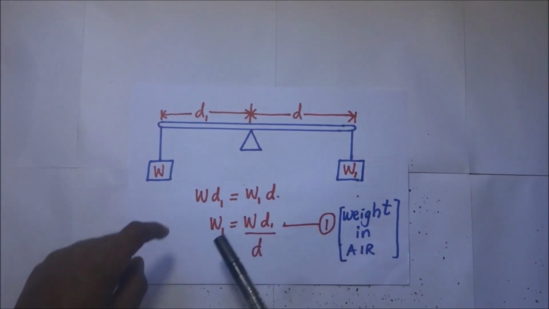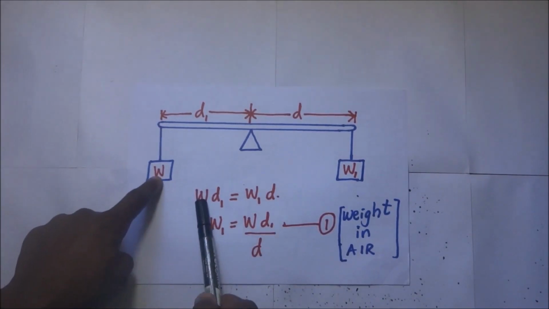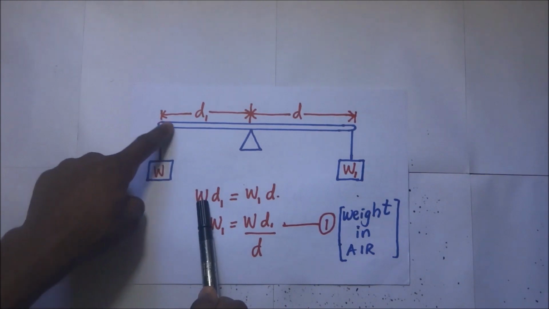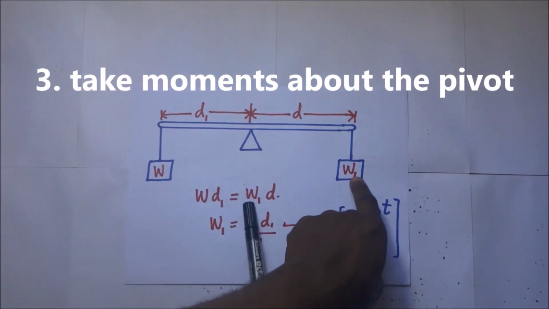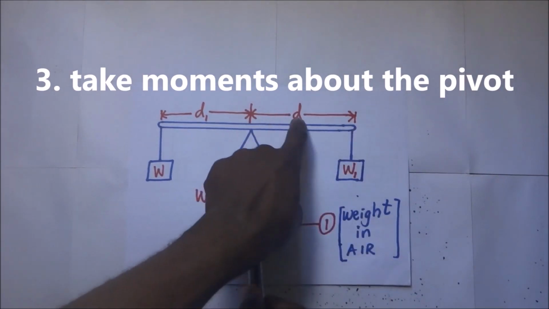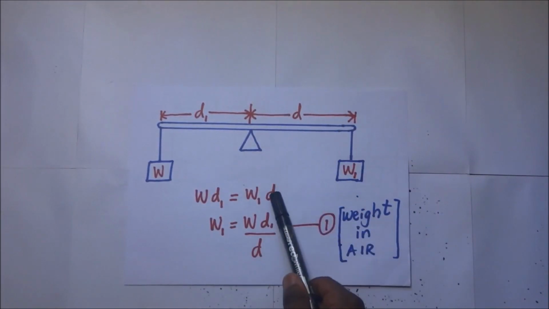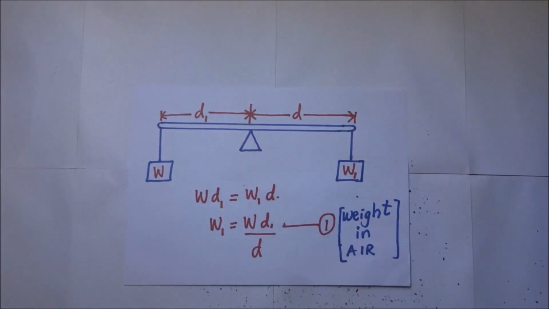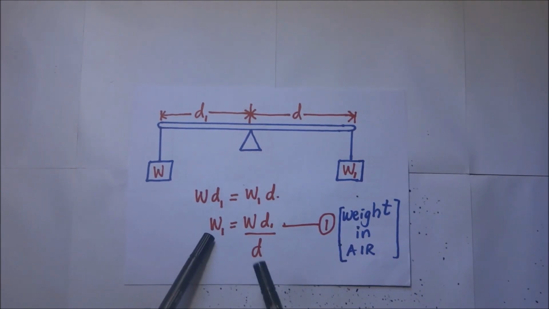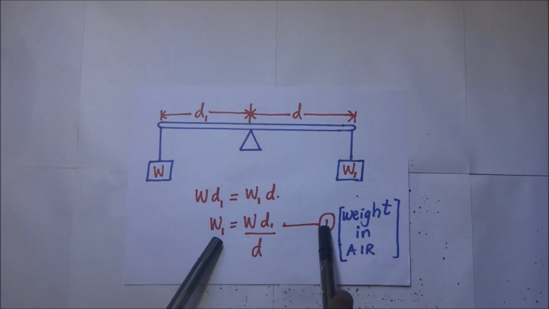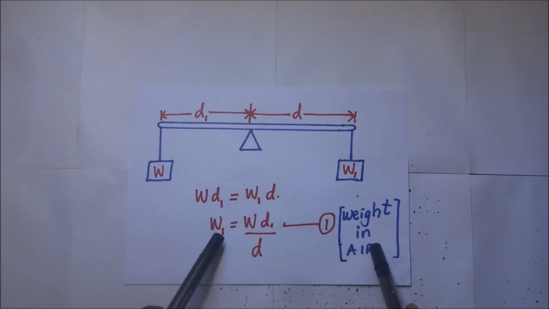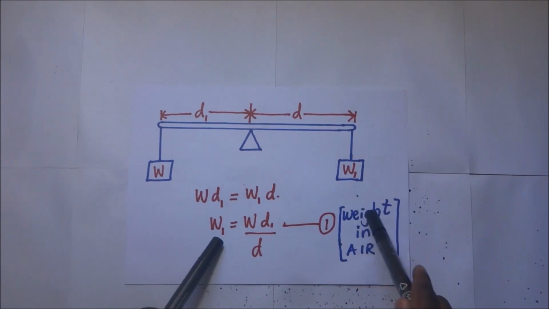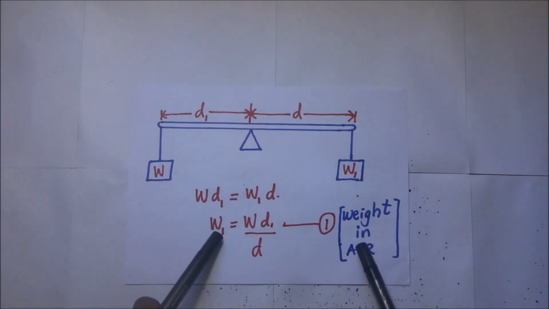So of course here we're taking moments. W times that distance from the fulcrum, which is D1, is given by W1 times the distance D. And from here we go ahead and find the weight that we do not know, W1, by making it the subject of the formula. And this is our first expression. This W1 represents the weight of this sinker in air.